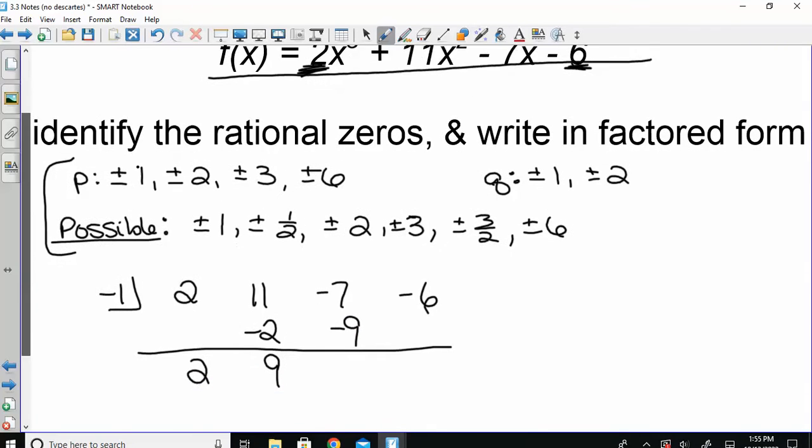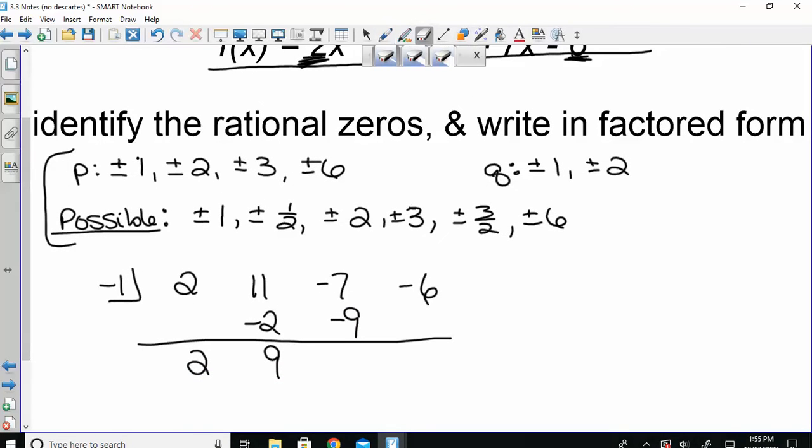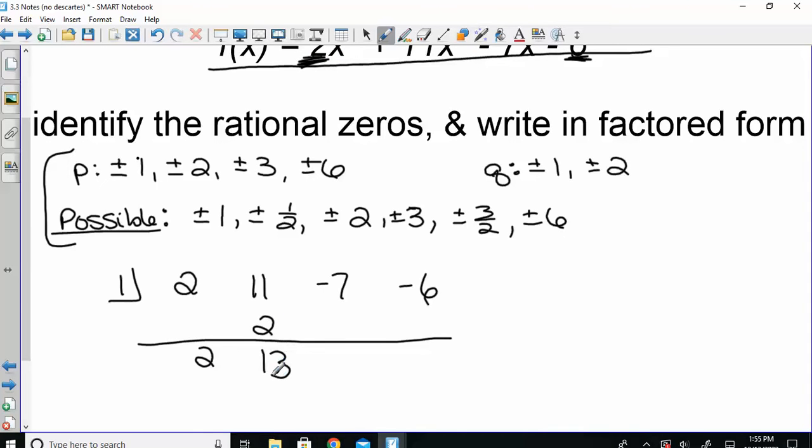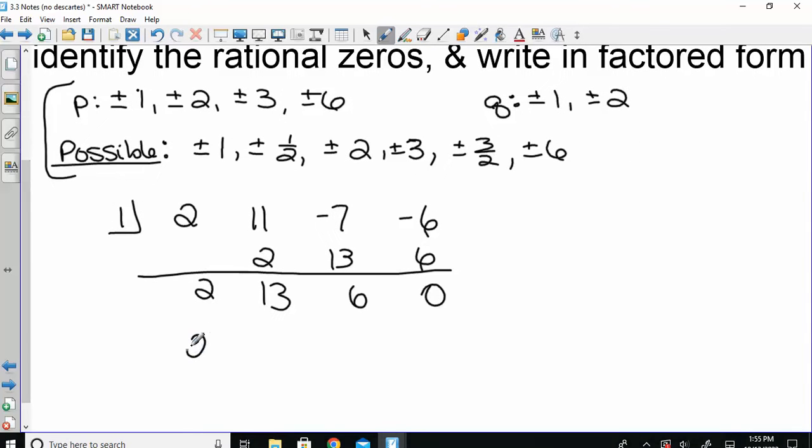Do I make a mistake? I don't think it's -1. I think it's positive 1 or -6? Positive 1 or -6. Okay. So 2. Okay. So that gives me 2x squared plus 13x plus 6.